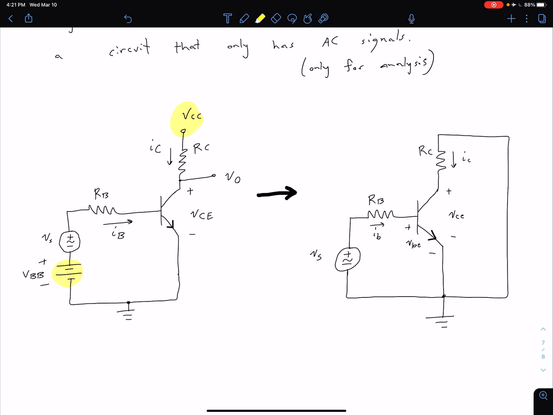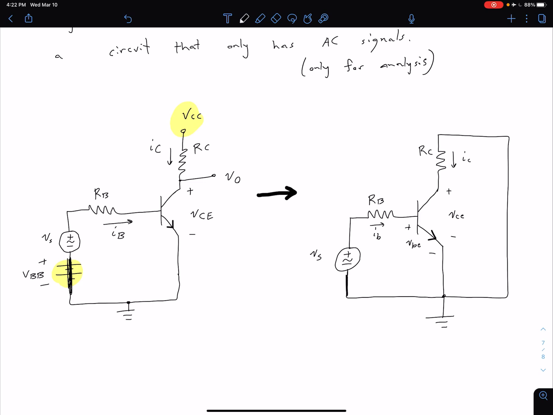Now, if we want to deactivate a voltage source, that means we want it to have zero voltage. If we want zero voltage, we just short it. So if we short our VBB, I think that's pretty easy to see, that will just go away and we'll have just a straight line connecting that.